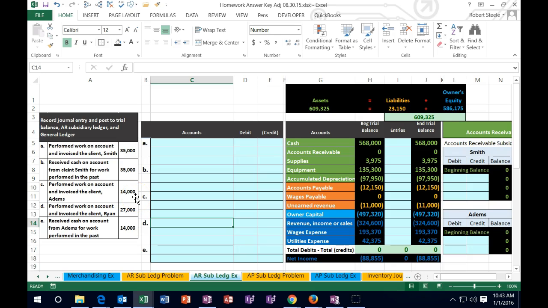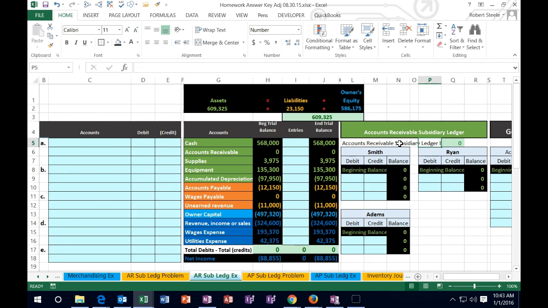Hello, in this lecture we will work on journalizing transactions right here. We're going to journalize those transactions here, and then we're going to post them to three different places, one being the quick post to the trial balance in this entry section so we can see the activity in a quick and easy way and see what the effect is on the trial balance.